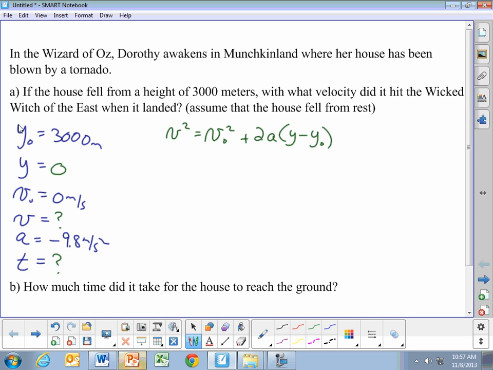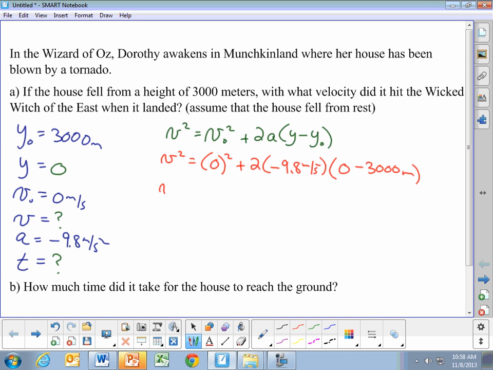So with this, we have that the final velocity squared is going to equal the initial velocity 0 squared plus 2 times the acceleration of negative 9.8 meters per second squared times the final height of 0 minus the initial height of 3,000. Again, in this problem, based on saying that the initial height was positive 3,000 meters and the final height was 0 meters, we're calling up the positive direction. So this is going to be something that we're going to have to keep in mind. The house is going to be moving downward, so we're going to need to make sure that our answer is negative.